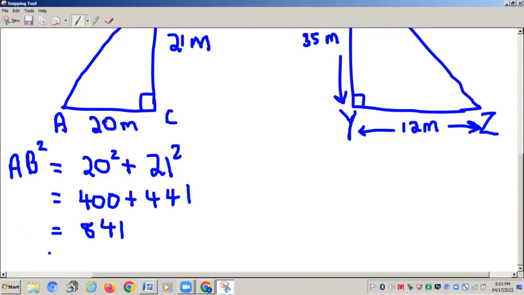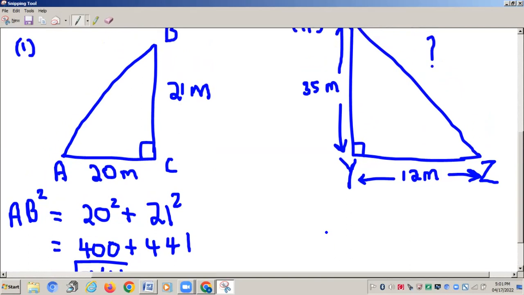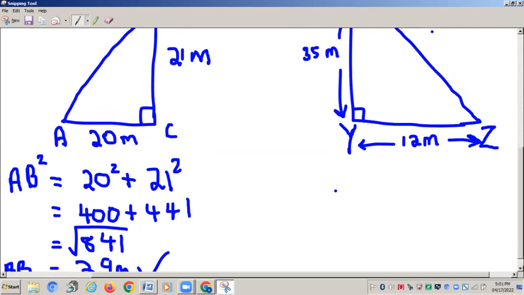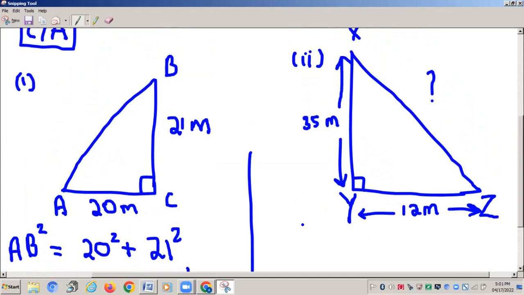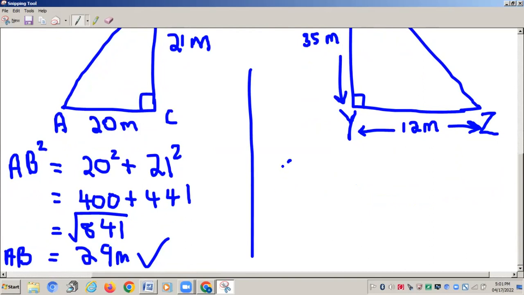Then we just find the square root. So therefore AB would be the square root of 841, which is 29. 29 meters. Very good. Any questions? It's pretty straightforward, isn't it? All right, this one is the same idea. So XZ.